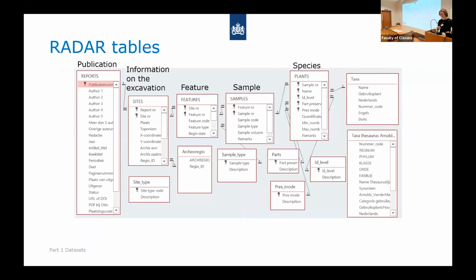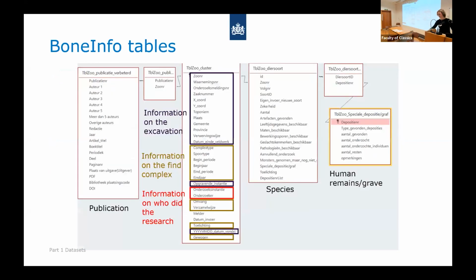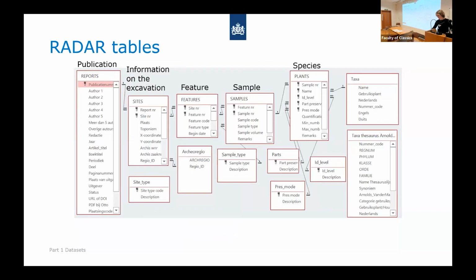This is Radar. So I can say Boninfo has a kind of different structure. They were both set up not at the same period. So Radar was after Boninfo, and they had slightly different angles. But in principle, it's the same. It is a report and a list of species with information about that.